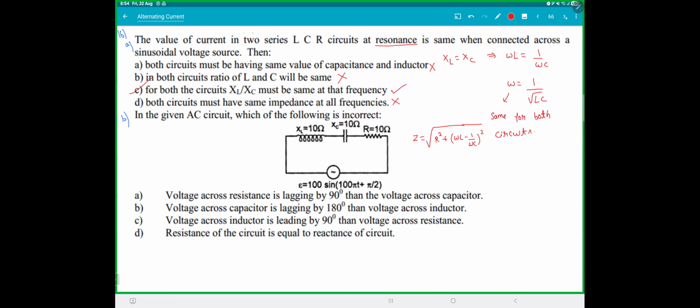Is that making sense? Anyone not clear with any option here, please ask.